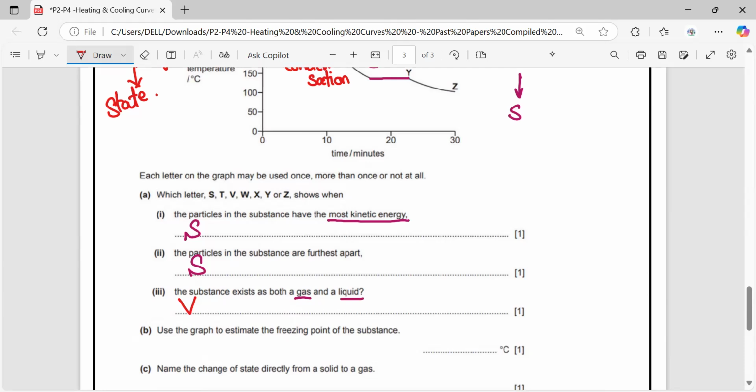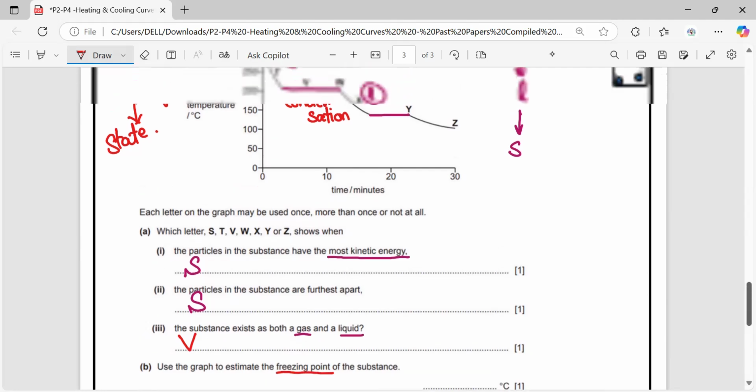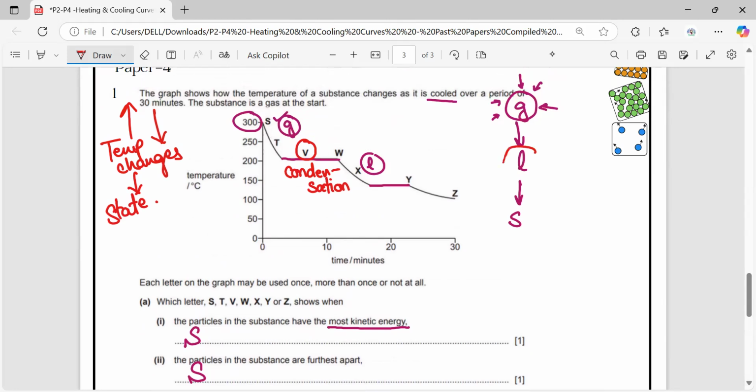Use the graph to estimate the freezing point of the substance. Okay. So freezing point is when liquid changes into solid. Here, as you can see, this is liquid and Y to Z is solid state. In the middle, where there is a straight line, the phase is changing and this is freezing. Liquid is changing into solid. So the straight line is representing freezing. And if we want to identify the freezing point very carefully by using a scale, we can extend it backwards.